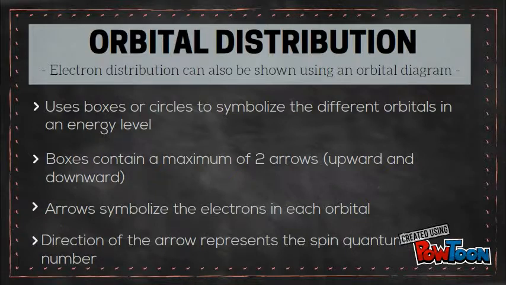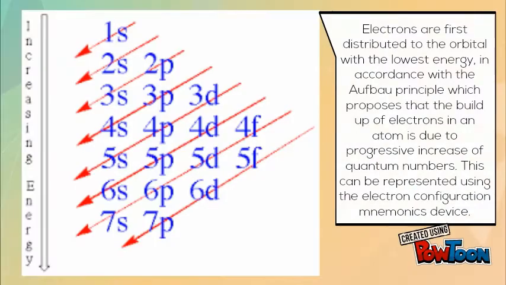Boxes contain a maximum of 2 arrows, upward and downward. Arrows symbolize the electrons in each orbital. The direction of the arrow represents the spin quantum number. Electrons are first distributed to the orbital with the lowest energy in accordance with the Aufbau principle, which proposes that the buildup of electrons in an atom is due to progressive increase of quantum numbers.